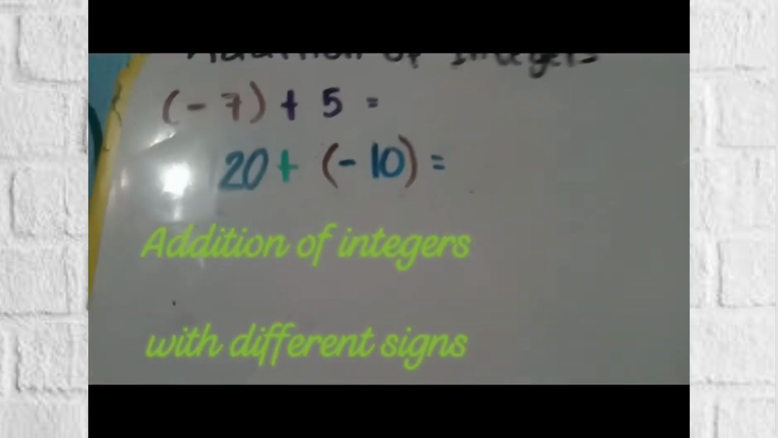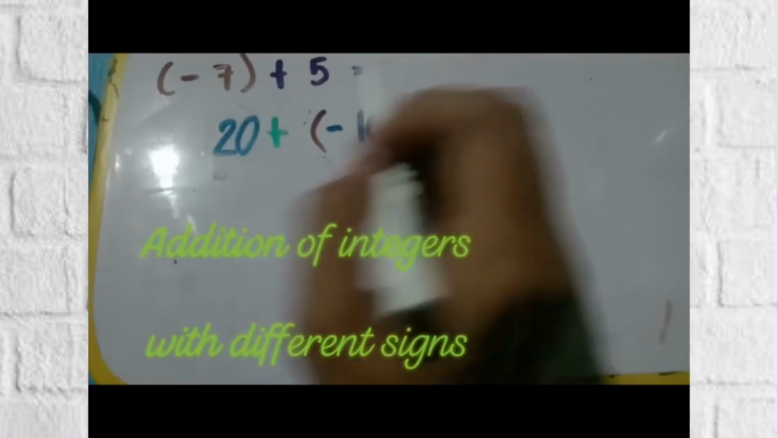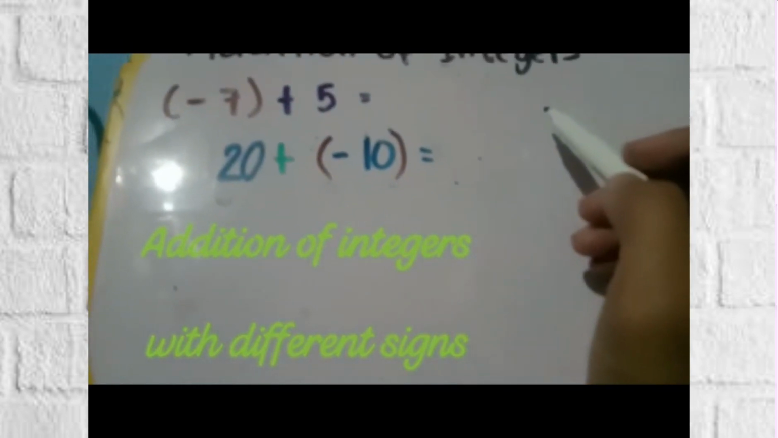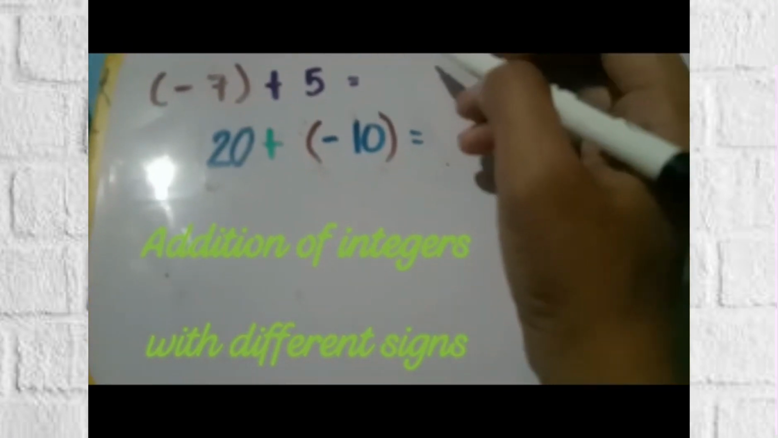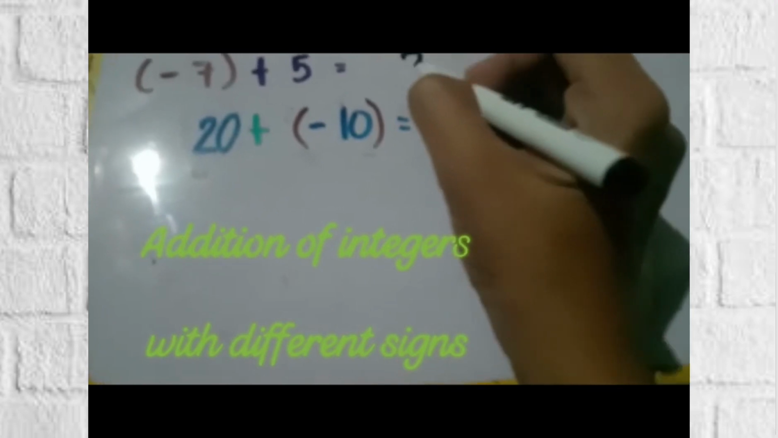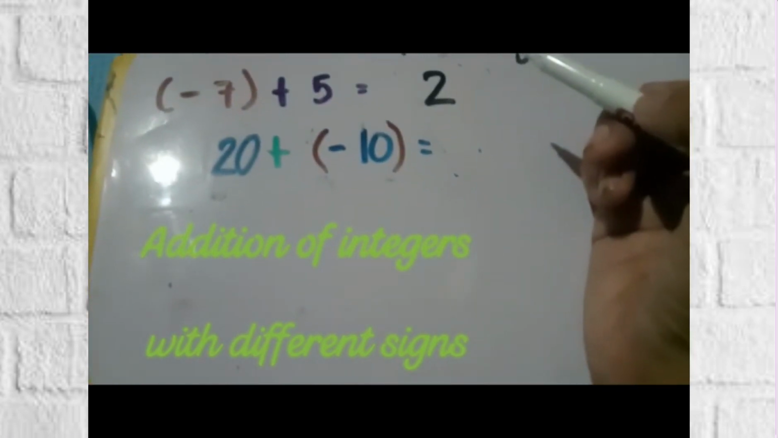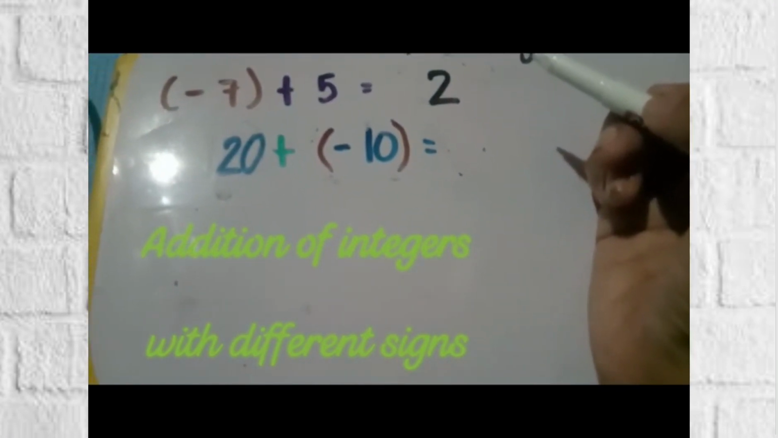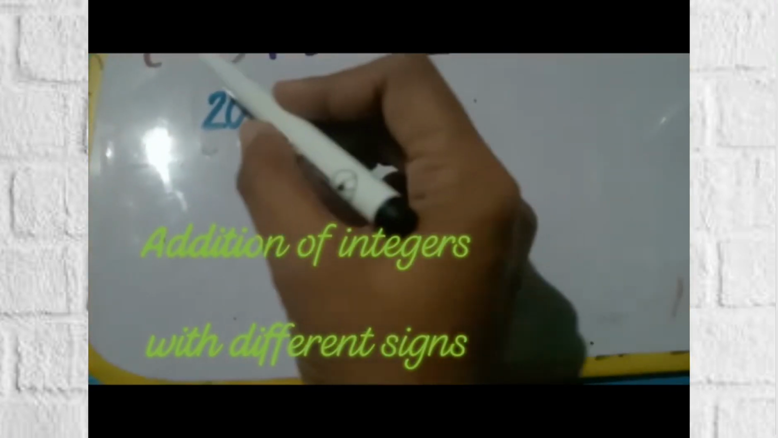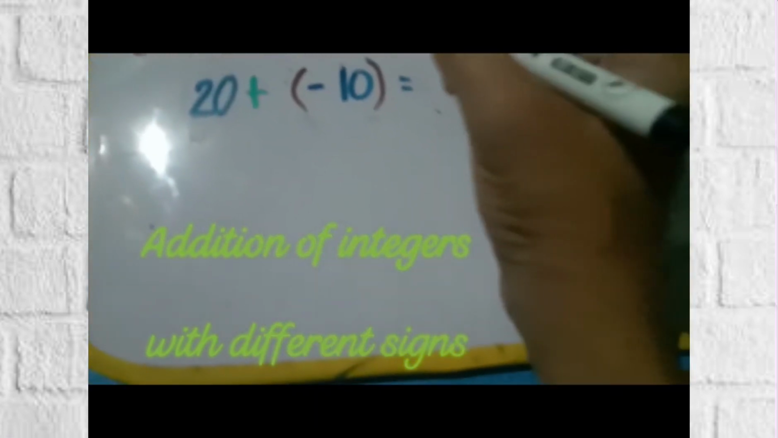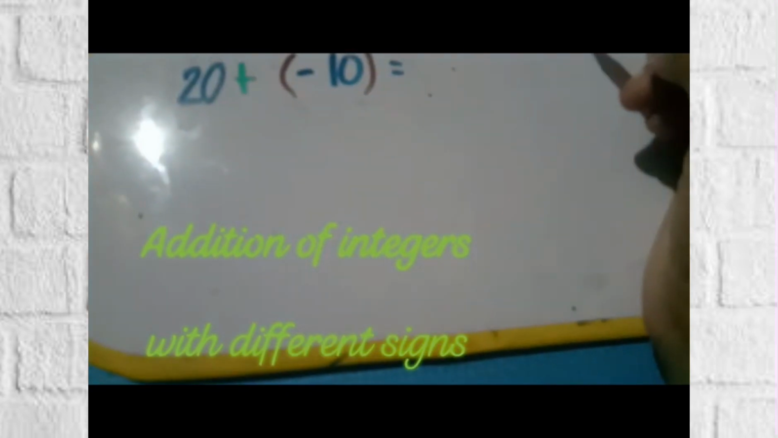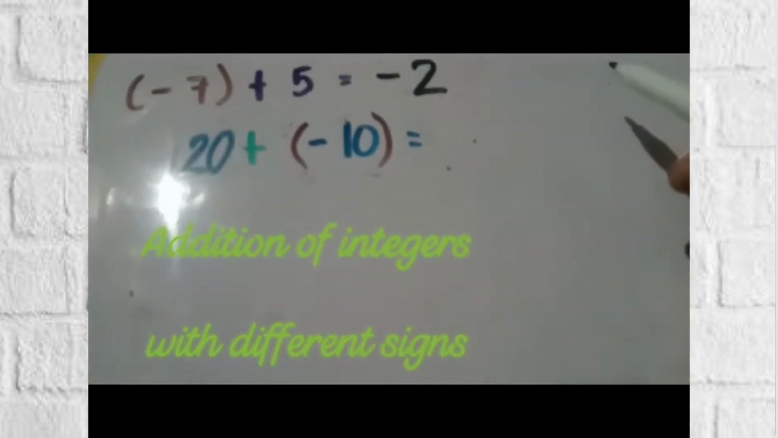So for example, we have here negative 7 plus 5. So simply subtract the absolute values. 7 minus 5 is 2. And then the integer with greater absolute value is the negative 7. So, copy the sign, so it's negative. So, the answer is negative 2.